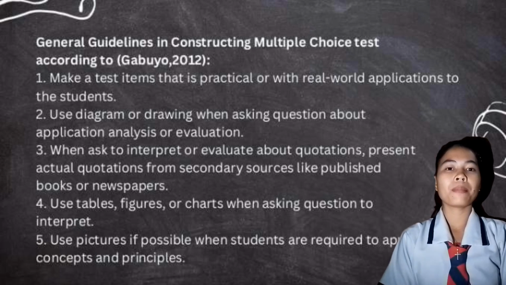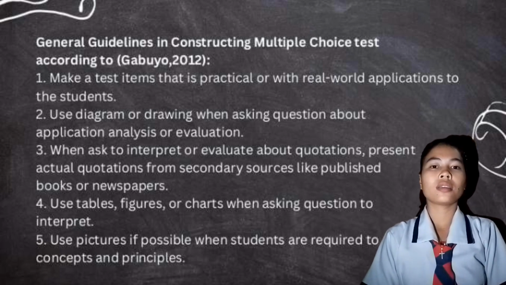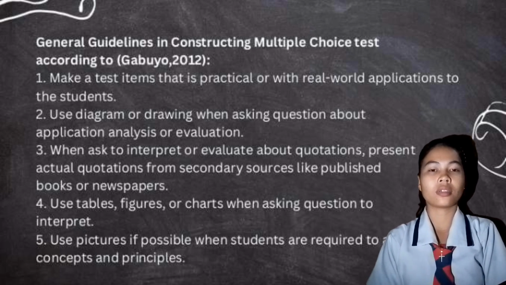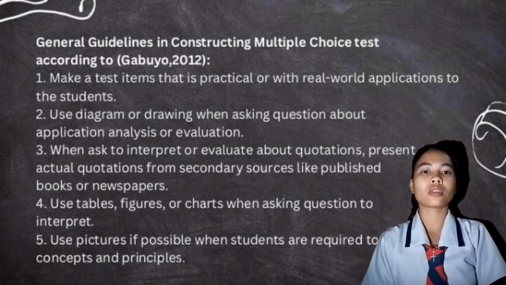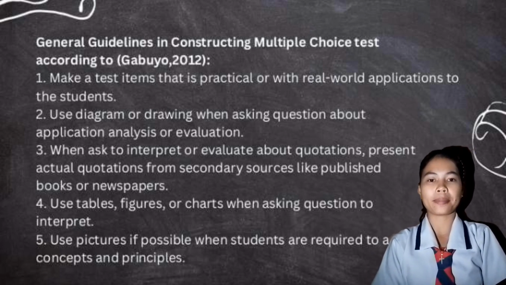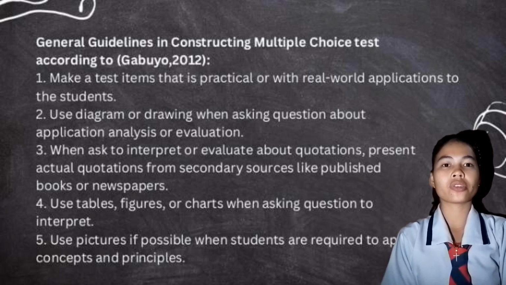So first, make test items that are practical or with real-world applications to the students. Second, use diagrams or drawings when asking questions about application, analysis, or evaluation. The third one, when asked to interpret or evaluate quotations, present actual quotations from secondary sources like published books or newspapers. Number 4, use tables, figures, or charts when asking questions to interpret.